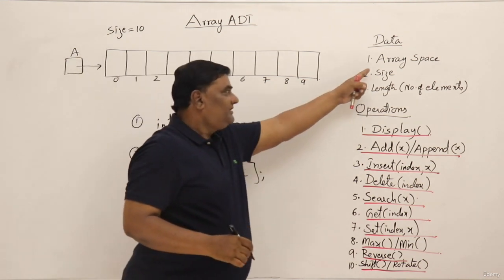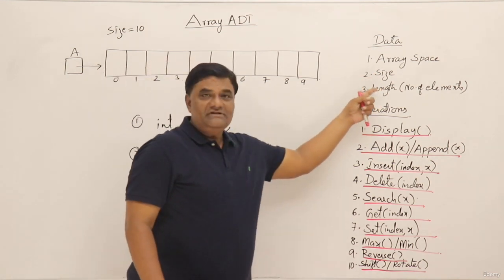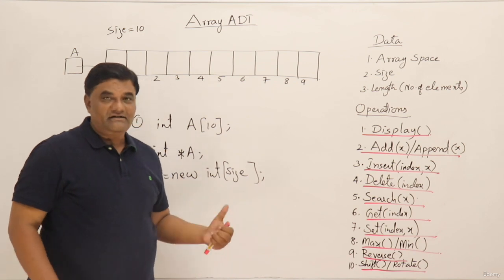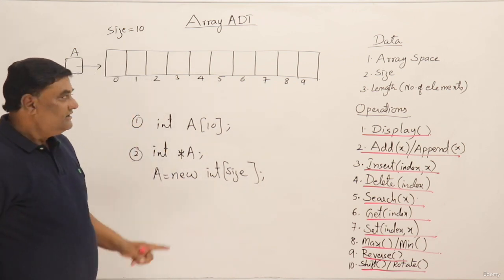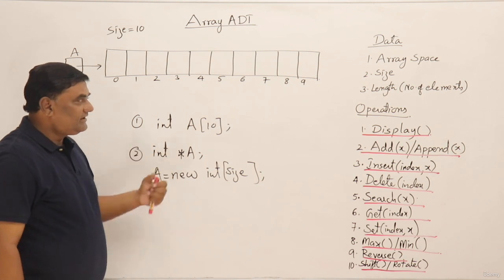So two things I have completed, array and size. So if you know the size, then you can create an array of required size at runtime from heap. So this is an array creation. So I have written the piece of code for creating an array.